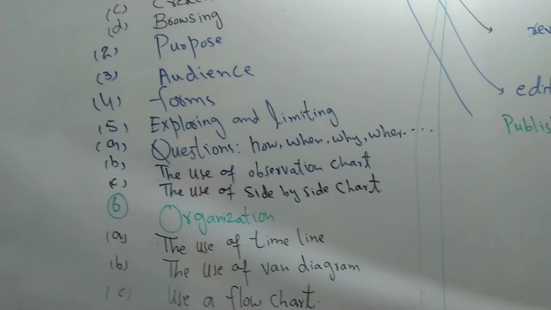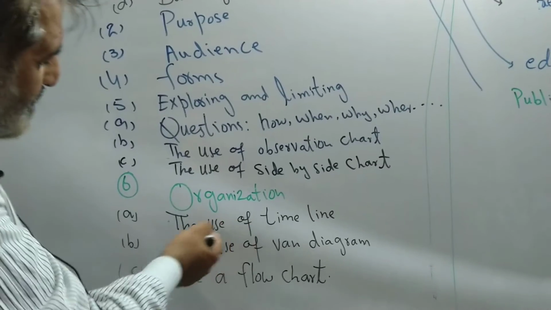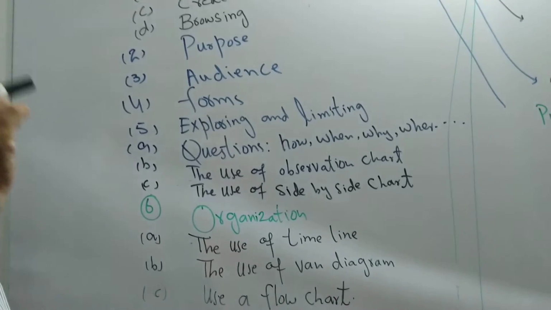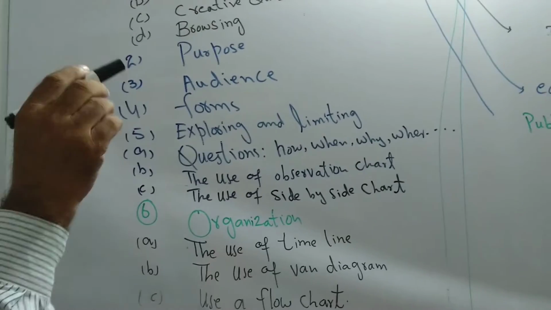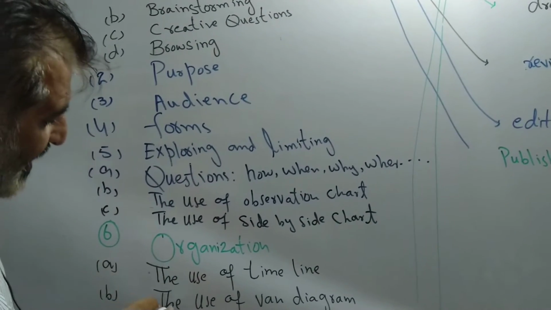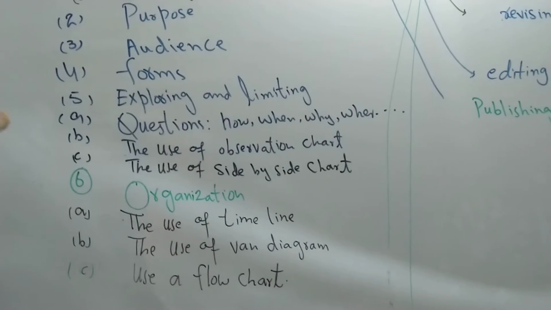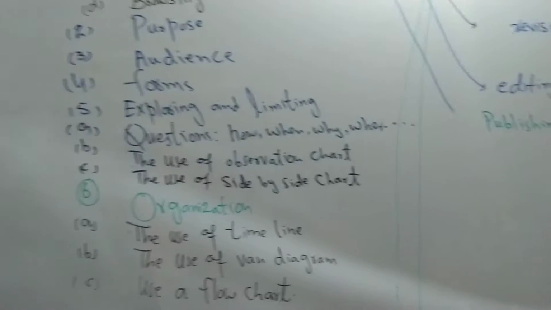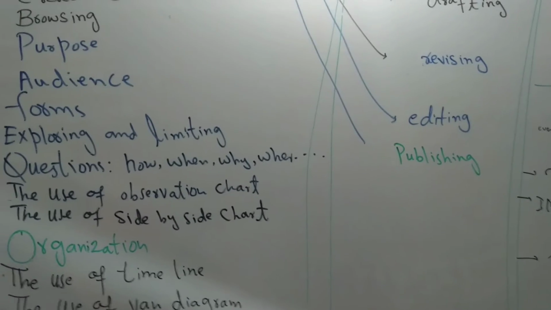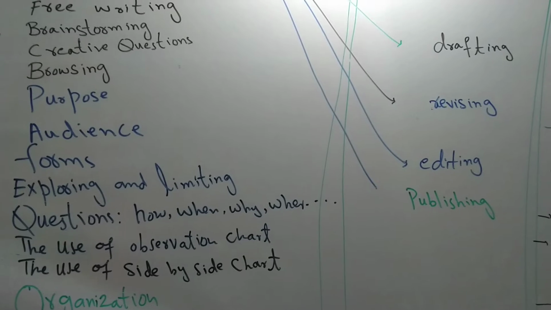You have to organize. Organization is very important. One example is the use of a timeline. A timeline means 1, 2, 3, 4, a sequence of time. This is very important. Then the use of a Venn diagram. You know about the Venn diagram, that you have A, B, C. Suppose this part is common to A and B. We can use these, especially in research.